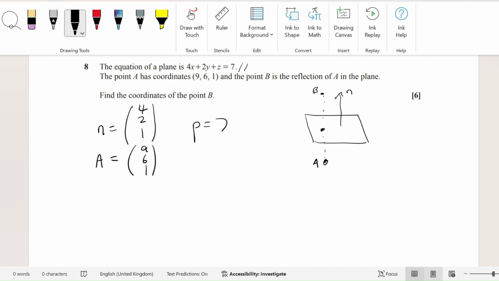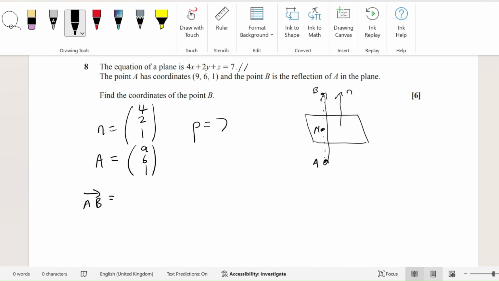So what we do first is we realize that AB is parallel to n, which is the normal vector to the plane. So if we can find a point on the plane, if we call this point M, the midpoint between A and B, which is on the plane, then we can use the midpoint to find B. So what we do first is we write out the vector AB. When you're writing the equation of a line in vector form, you first need to find a position vector, and then you need to find the scalar multiple for the direction vector.